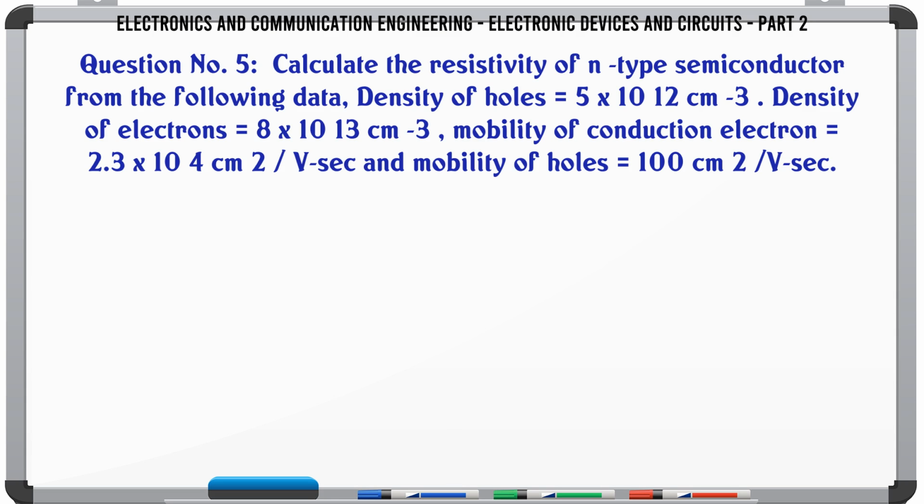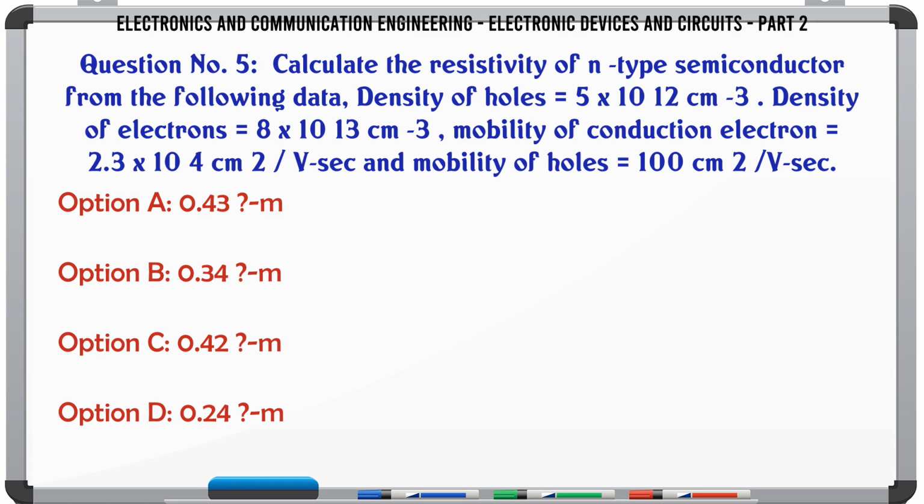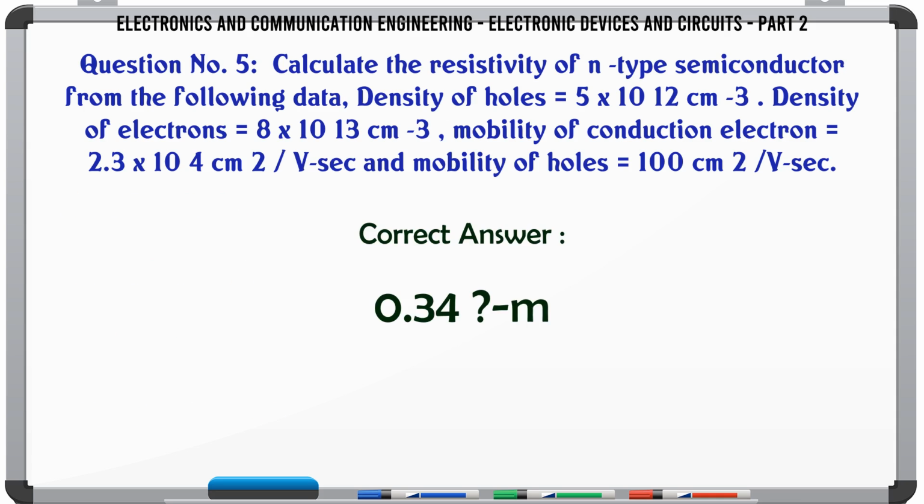Calculate the resistivity of N-type semiconductor from the following data: density of holes 5 x 10^12 cm^-3, density of electrons 8 x 10^13 cm^-3, mobility of conduction electron 2.3 x 10^4 cm^2/V-sec, and mobility of holes 100 cm^2/V-sec. A, 0.43 Ωm; B, 0.34 Ωm; C, 0.42 Ωm; D, 0.24 Ωm. The correct answer is 0.34 Ωm.